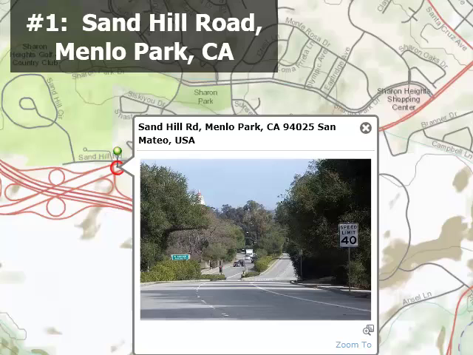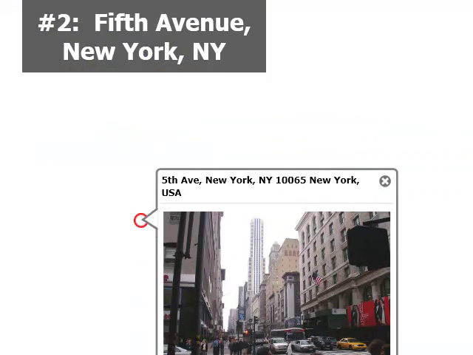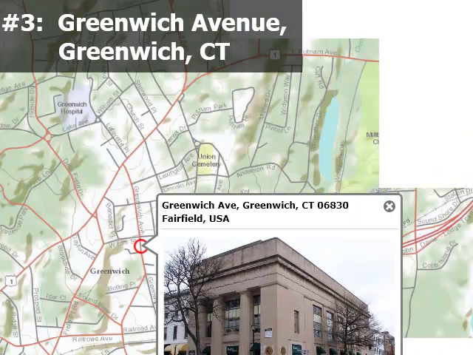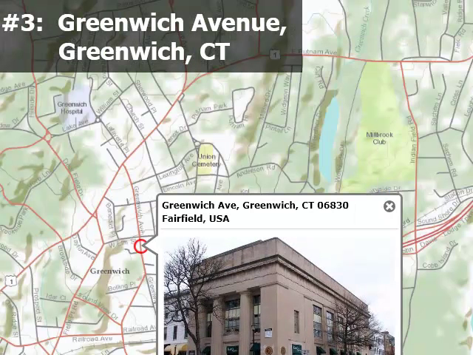Here's the first street, which is available on the next slide. Sand Hill Road in Menlo Park, California. Here's the second street, Fifth Avenue, New York, New York. Perhaps this was one that you hypothesized would be in the list of the top 10. Here's the third one, Greenwich Avenue in Greenwich, Connecticut. Why would that be?